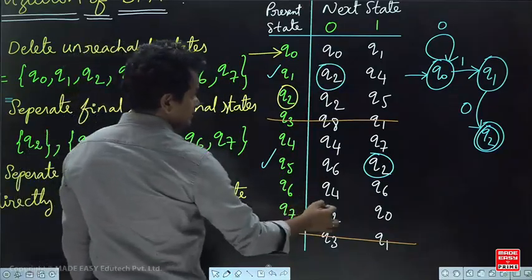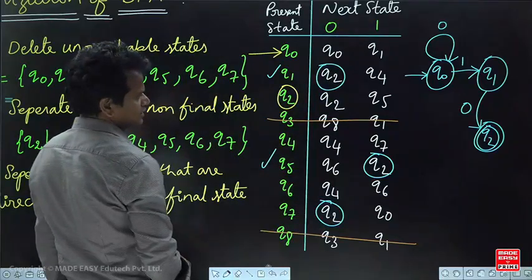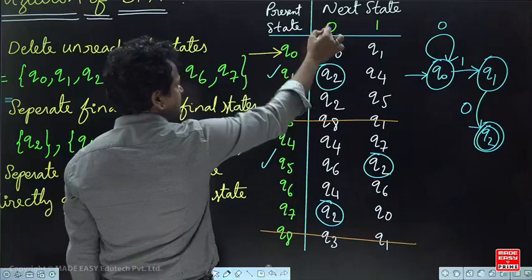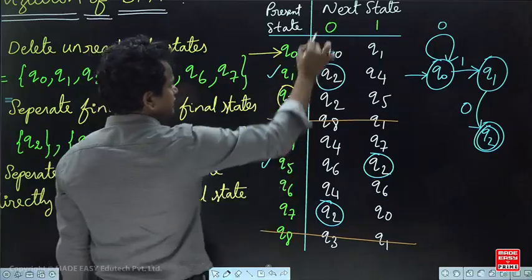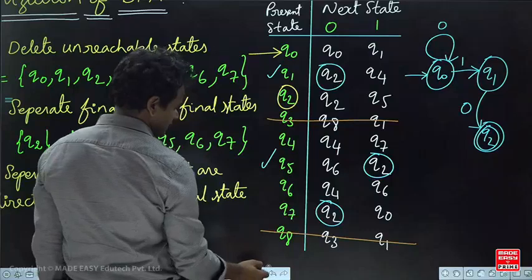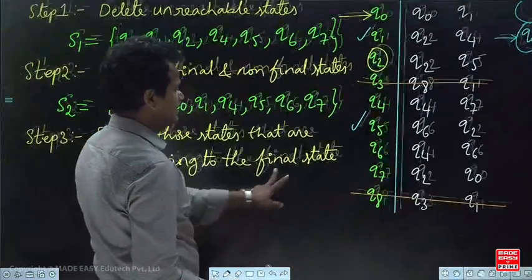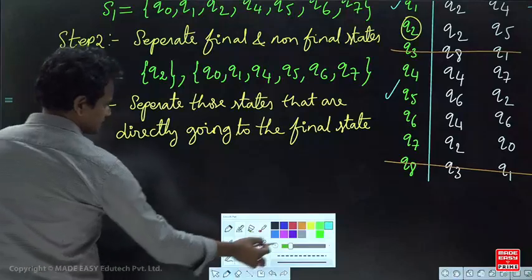And Q7 on 0, it can go directly. So Q1 can directly go to the final state, Q5 can directly go to the final state, Q7 can directly go to final. So except these three, no other state can go directly. Therefore, what is the result of this one?